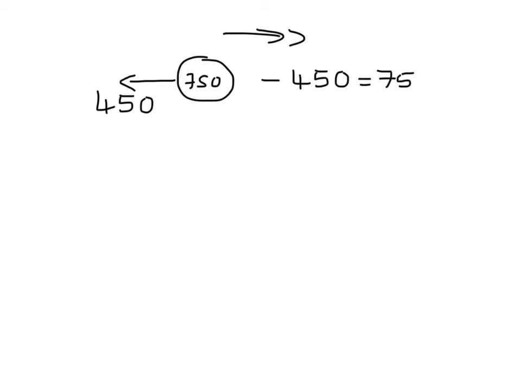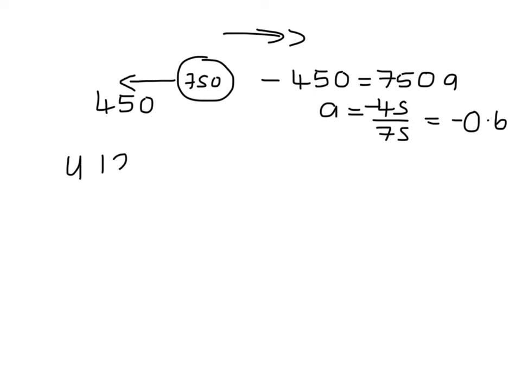We're now considering only the trailer. So the trailer has a resistance to motion we've just worked out of 450, and its mass is 750. So if we look at this diagram, the trailer's moving in this direction, so the resultant force is minus 450, and that has to equal mass times acceleration. So the acceleration is going to be minus 45 over 75, which gives us minus 0.6.